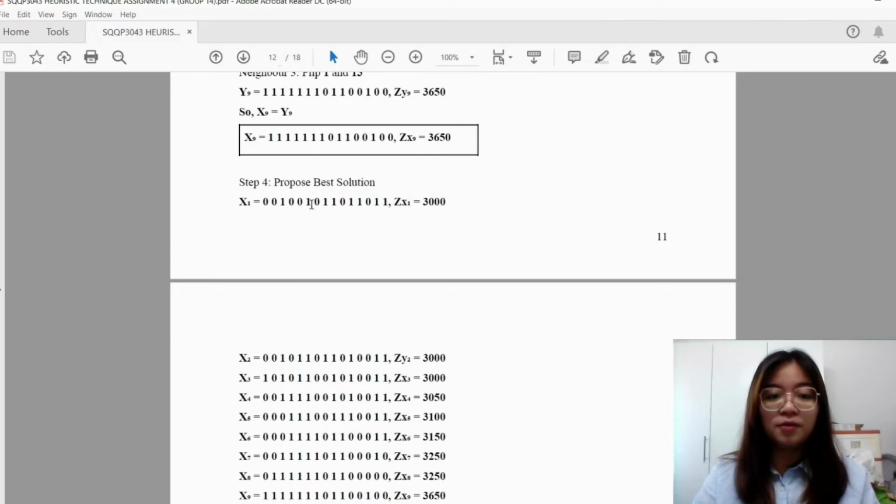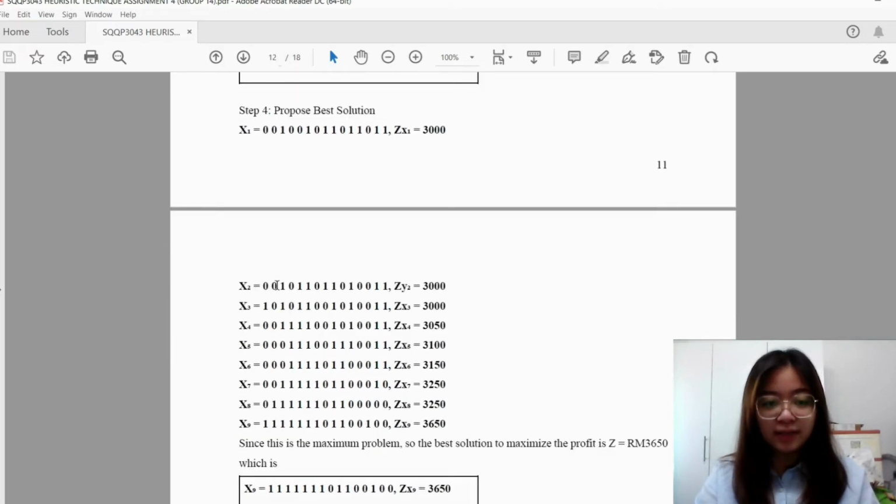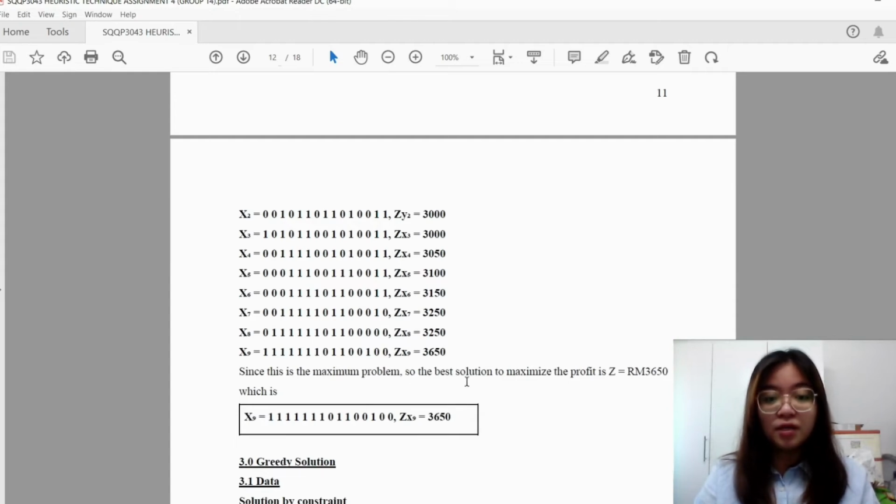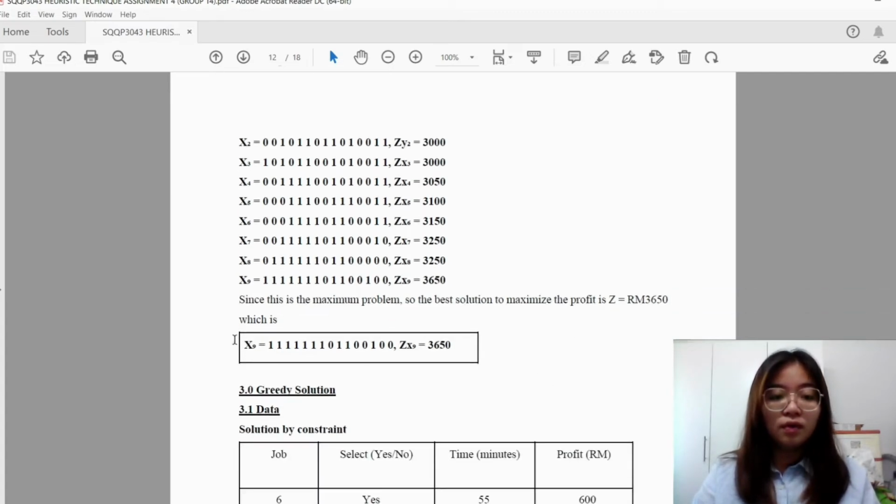In step 4, we propose the best solution, where we compare x1 until x9 to find the best solution. Since this is a maximum problem, the solution that maximizes the profit is z equal to 3,650. The solution is x9, and z(x9) equals 3,650.